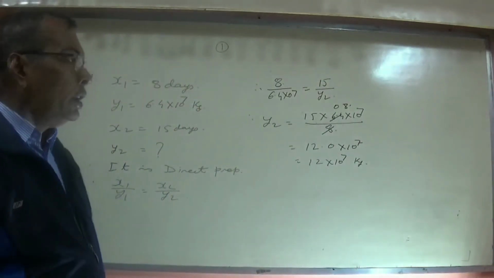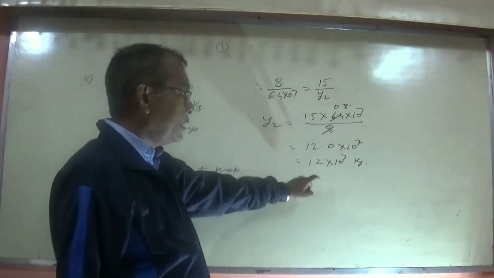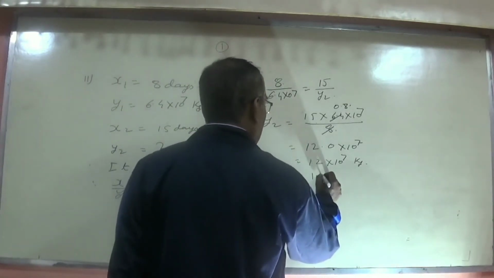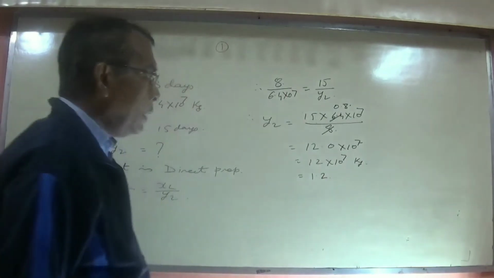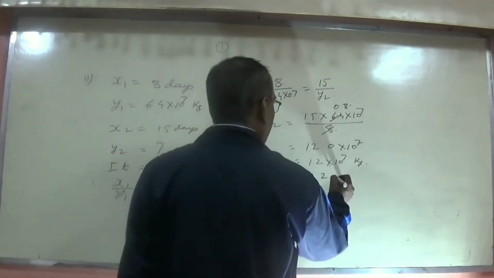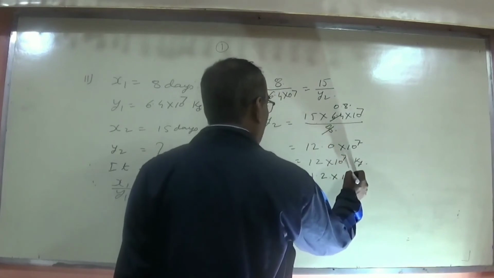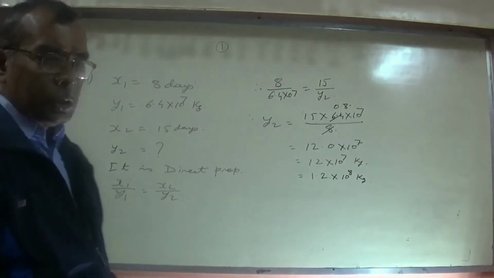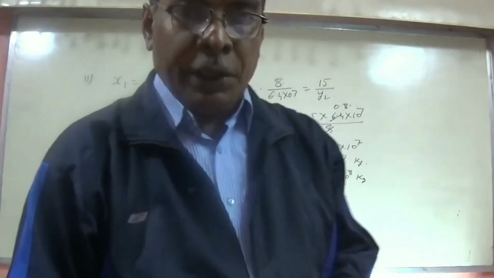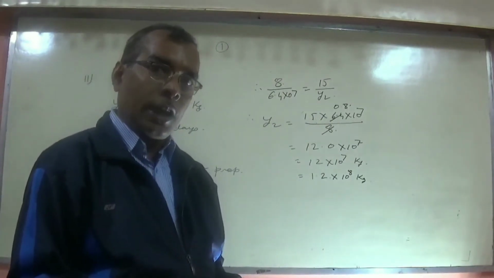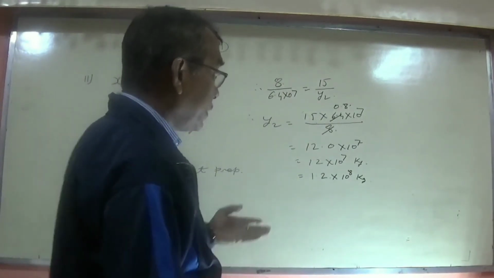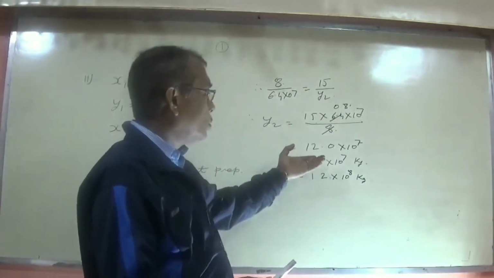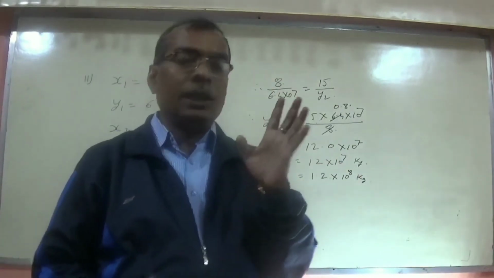Now, one thing I am telling you: this is not in scientific form, because after one digit a decimal should come. In that case, if we want to put 1.2, then you have to write 10 to the power 8 kilogram. So this much dust will accumulate in 15 days. In a live class, people would ask, sir, if we keep the answer here only, is it the correct one? Yes, it is correct.